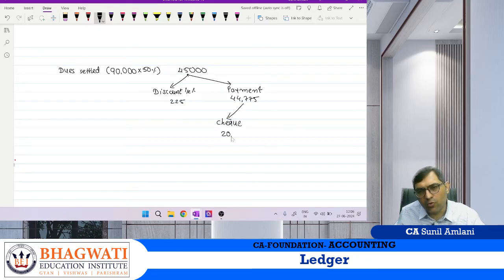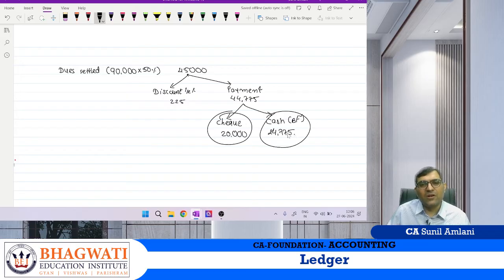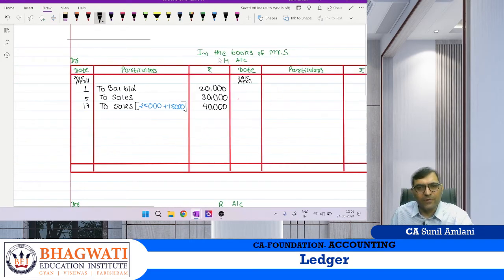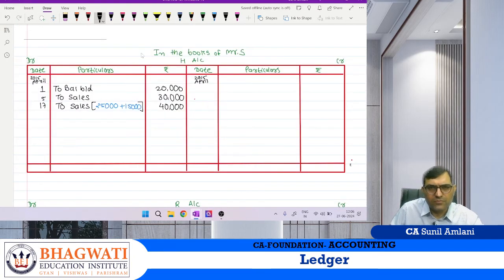Here, by check, they have told 20. So here, my BF is cash. Balancing figure, 24,775. So what will be the journal entry? Debit what comes in? Cash. Check. Cash account debit, bank account debit, all the expenses. Credit the giver to H. Okay, and all these things are happening when? On 22nd. Okay. So 22nd, I'll write here.